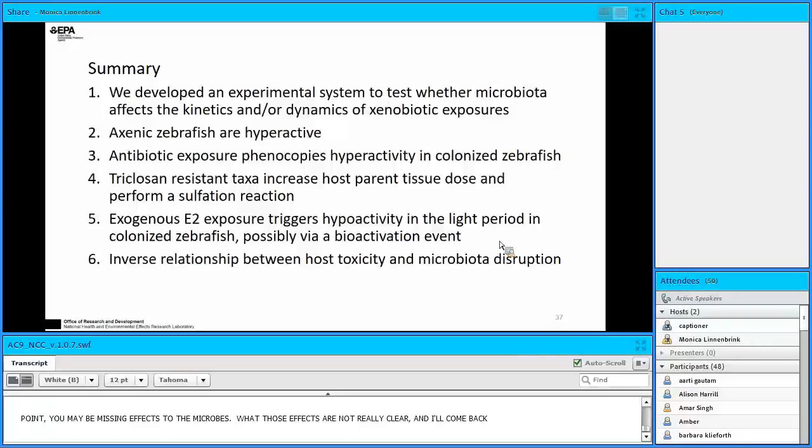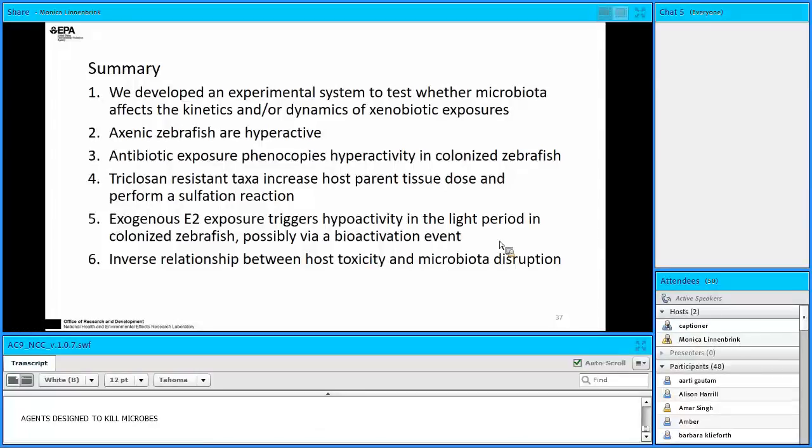So just to summarize what I've shown you so far, we've developed an experimental system to test whether microbiota affect the toxicokinetics and or the toxicodynamics of xenobiotic exposures. And we used this system to find a pretty interesting outcome, which is that animals that lack microbes are hyperactive, and that you can mimic this hyperactivity in colonized animals that are treated with pharmacological agents that are designed to kill microbes, and that's antibiotics.